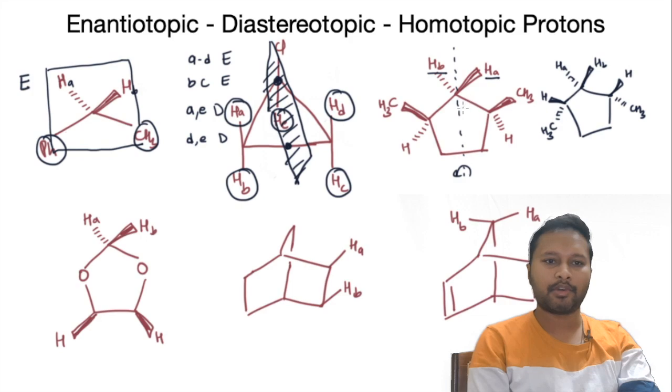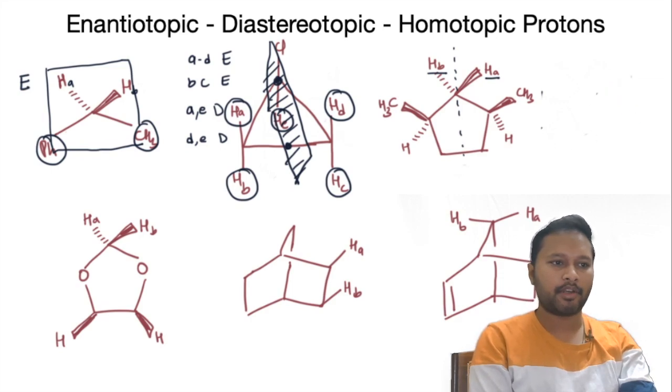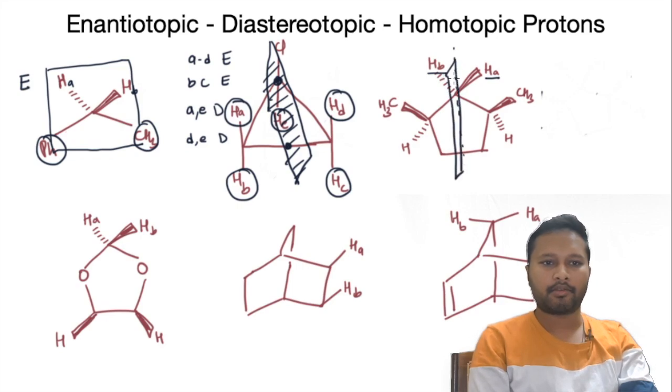The other thing which is possible is the plane of symmetry. Rotation is not possible, so I'll just erase this. The only possibility is the plane of symmetry. How will the plane go? Again in the same way as it went over here. It will go cutting through the center of these two groups, reflecting them. So HA and HB are what? They are enantiotopic in nature.